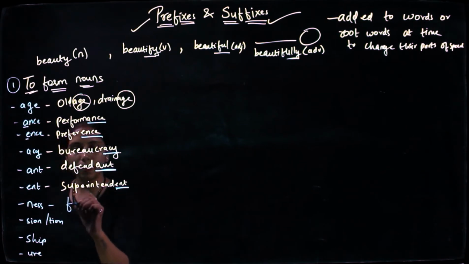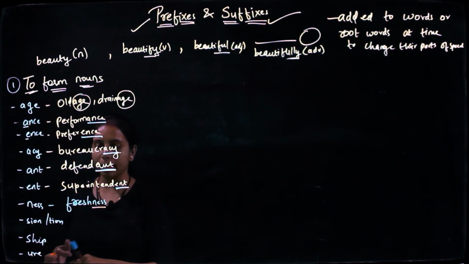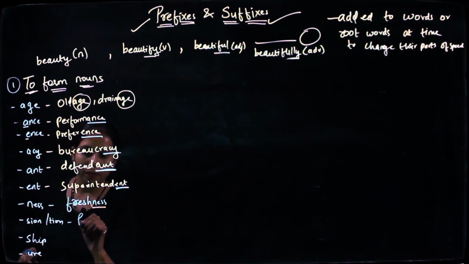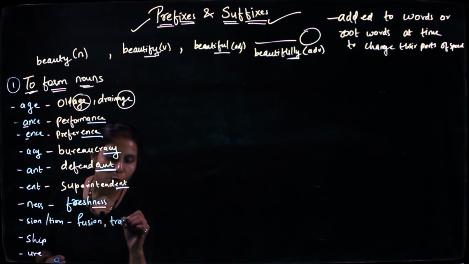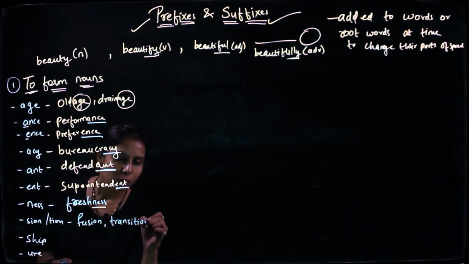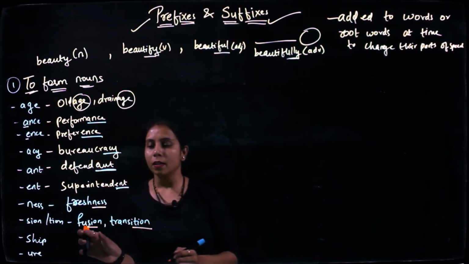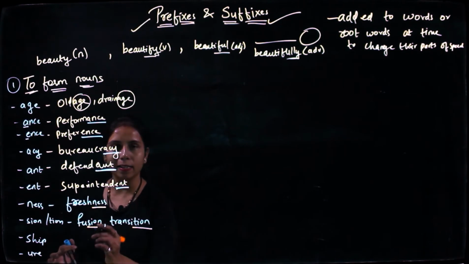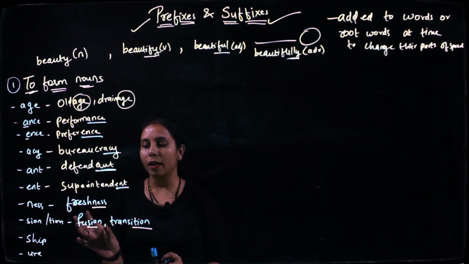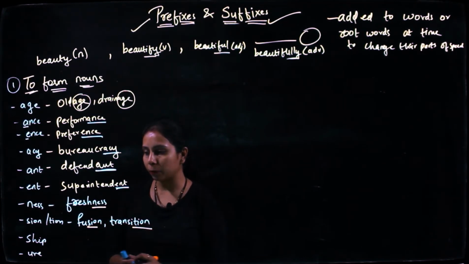Then in front of ness, we would write freshness, politeness. So I am adding ness. Then I would say fusion or transition. So I'm making it a noun. To make it a noun, I need to add a particular suffix. Sion, fusion. Generally it would be fuse. To make it a noun, I have added sion. Tion to make it, again, a noun.